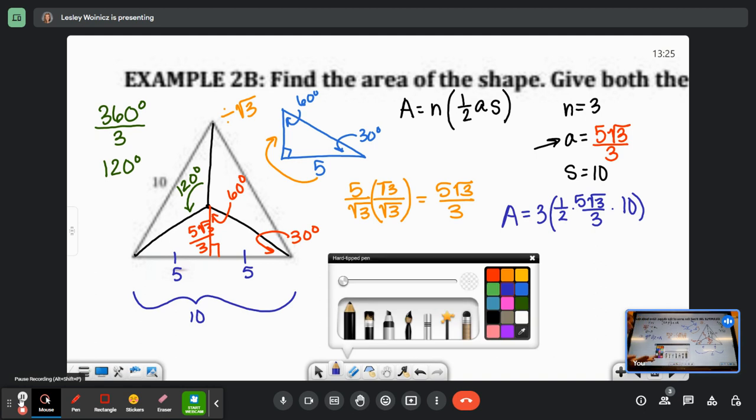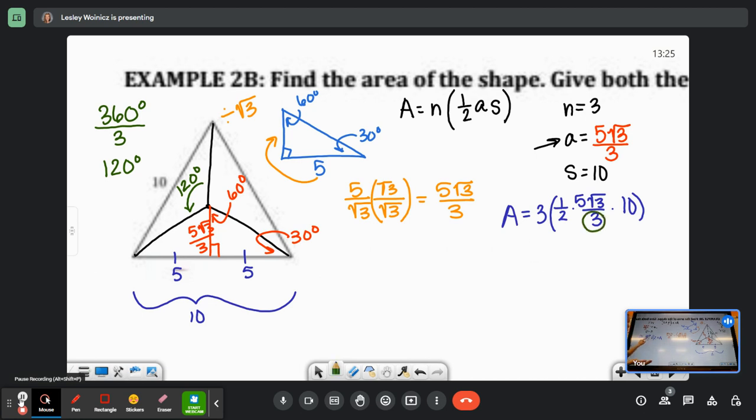Don't make yourself crazy putting this in your calculator. If you can, look for little tricks. Do you see that I have a 3 in the denominator here and a 3 in the numerator here? Those cancel. Okay, now it's easy to put in 0.5 times 5 times 10, and you don't have to worry about dividing by 3 anymore. So 0.5 times 5 times 10. I'm getting 25 root 3 for my area.